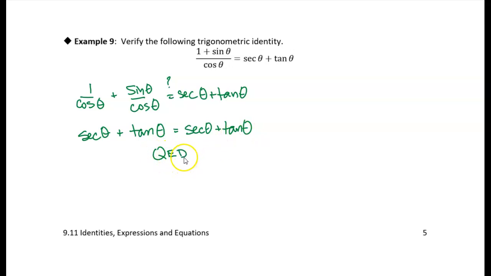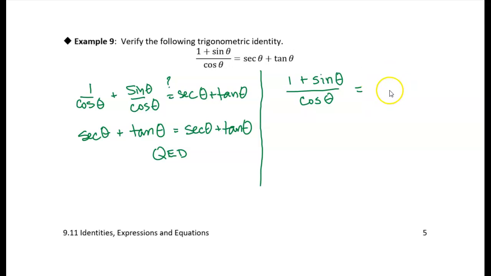QED. Now, what if I had decided to start with the right-hand side instead of the left-hand side? I'm going to do it that way as well. I'm just going to rewrite the left-hand side as it is, and work now on the right-hand side instead. This is just a different approach to show you that you can really start with either side. You're not always going to be working on the left-hand side. You might work on the right-hand side.